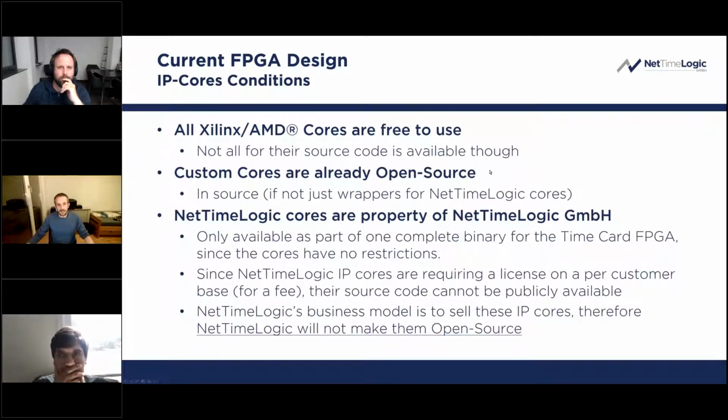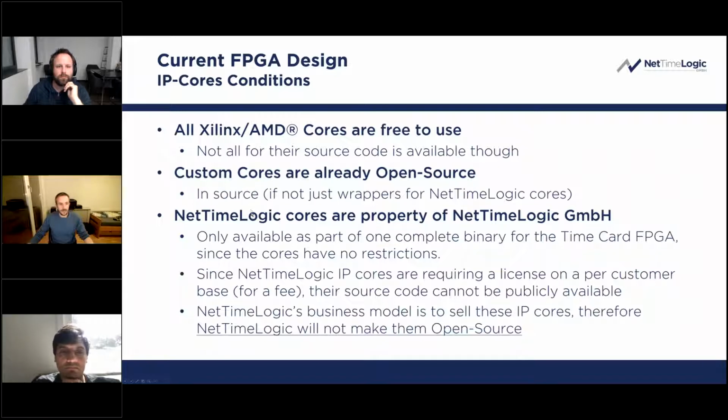Since you saw that we have different IP cores in there, we should also quickly talk about the conditions. There are quite many Xilinx IP cores in the design. They are all free to use. However, source code is not available for them. The custom cores are already open source. We have just not pushed them to GitHub since they are not really useful without the other parts of the design.